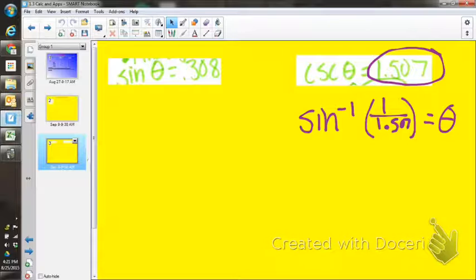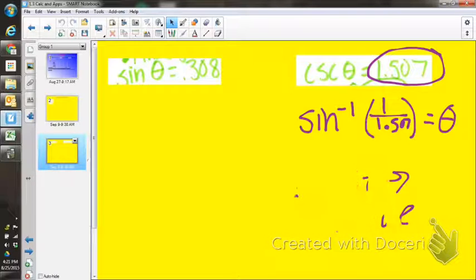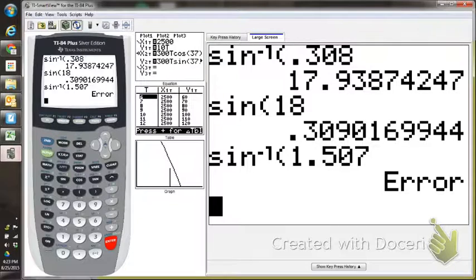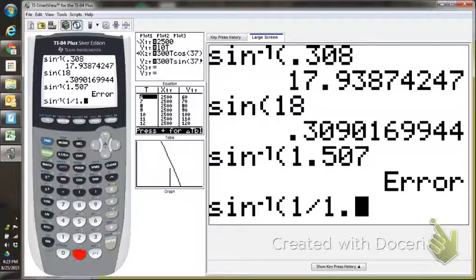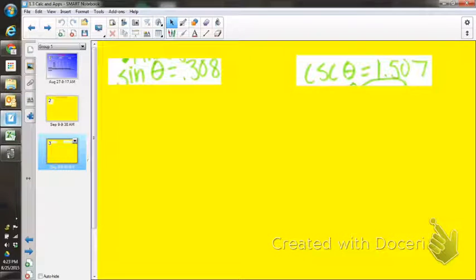And the way I usually remember this is if I'm doing a reciprocal function, if I do an inverse, the 1 divided by goes inside the parentheses. Okay, the inverse, the 1 divided by is inside the parentheses. So to find this value, I would just type this in as sine inverse 1 divided by 1.507. And that gives me my answer. So the cosecant of 41.6 degrees would give me a value of 1.507.